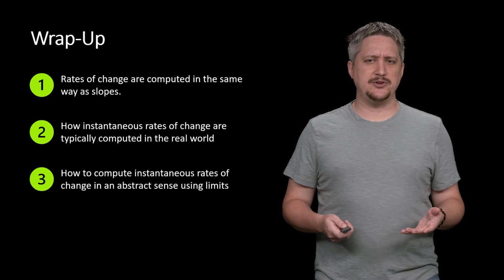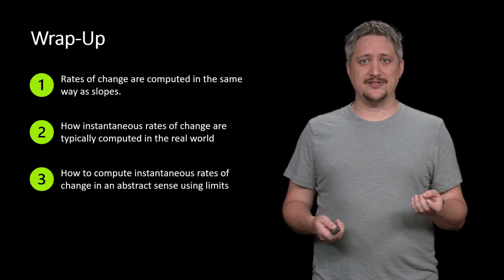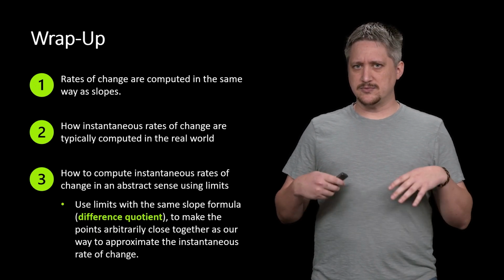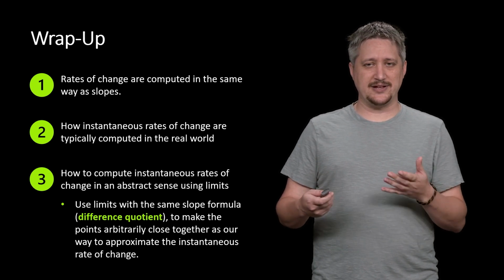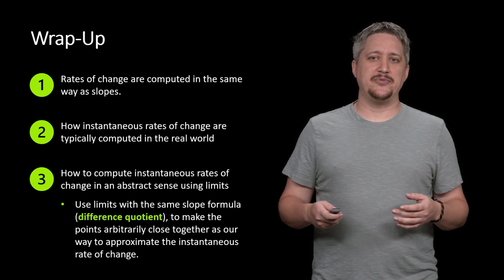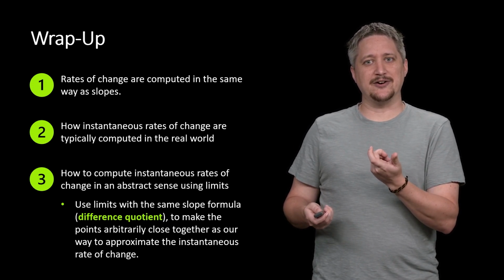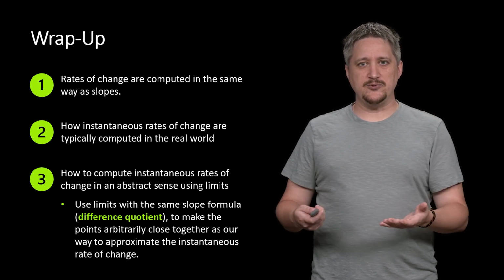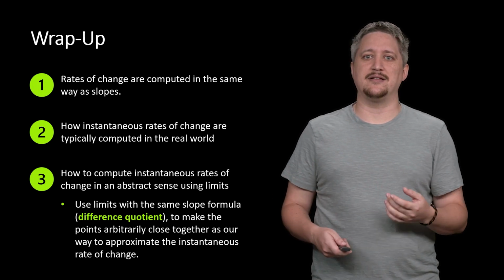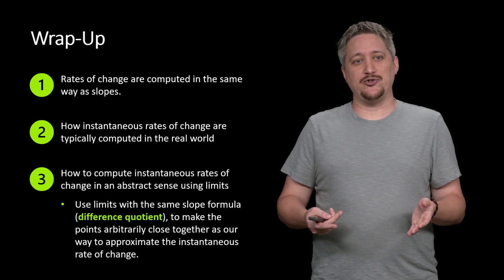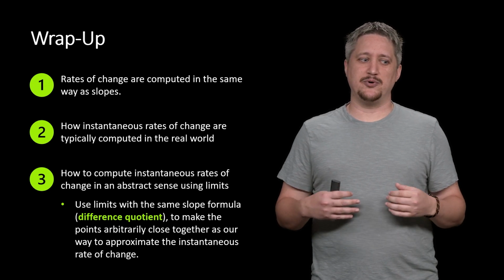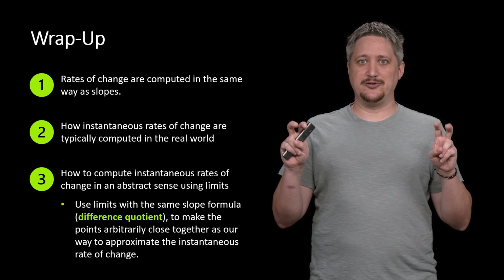But we also talked about how to compute an instantaneous rate of change in a more abstract sense, in a more theoretical sense, using the power of limits. And in particular, we showed how using limits with that same slope formula, what we're going to be calling a difference quotient, we can merge these points together, right? Get them arbitrarily close. And we use that as a way of approximating our instantaneous rate of change, to make it much more accurate than the traditional average rate of change over a small time window, right? Because as we've mentioned in the past, the whole point of limits is to put a more rigorous context on what we mean when we say small, right?